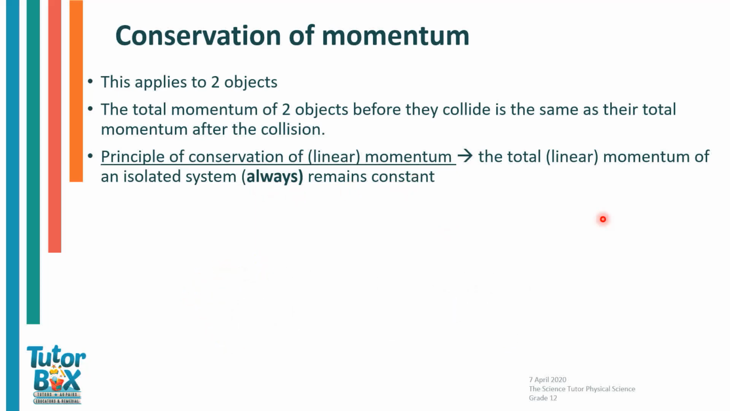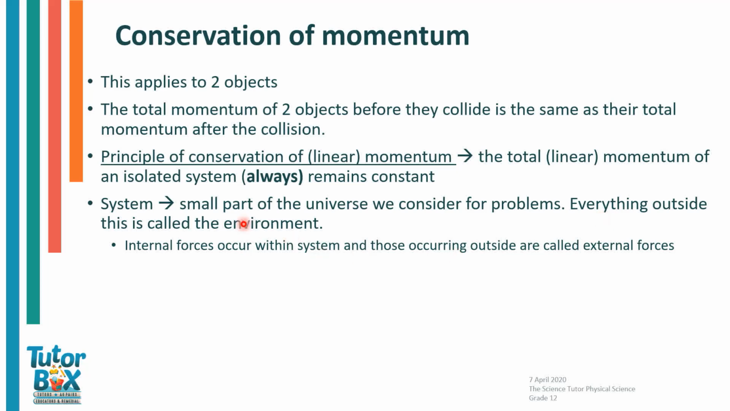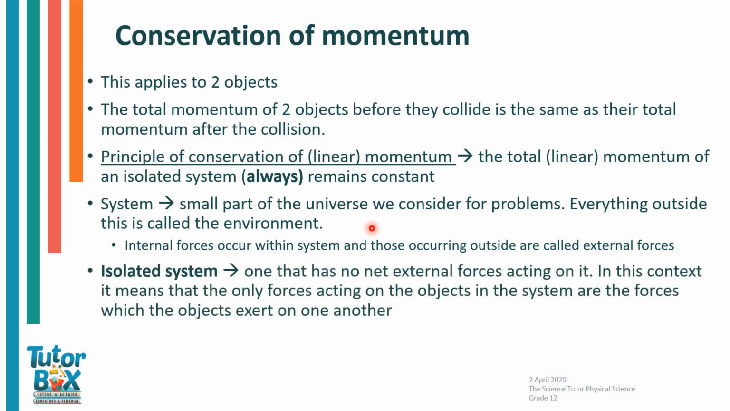Fairly straightforward, but slightly complicated, so I'm going to go into a bit more detail on the bits of that definition. A system is the small part of the universe being considered for the problem. Everything outside of that is called your environment. Therefore, your internal forces occur within the system, and the forces occurring outside are called external. Your isolated system is one that has no net external forces acting on it. In this context, it means that the only forces acting on the objects in the system are the forces that the objects exert on one another. So the objects collide, and based on Newton 3, you know that they're equal and opposite forces, and those are basically the only forces that we're talking about.